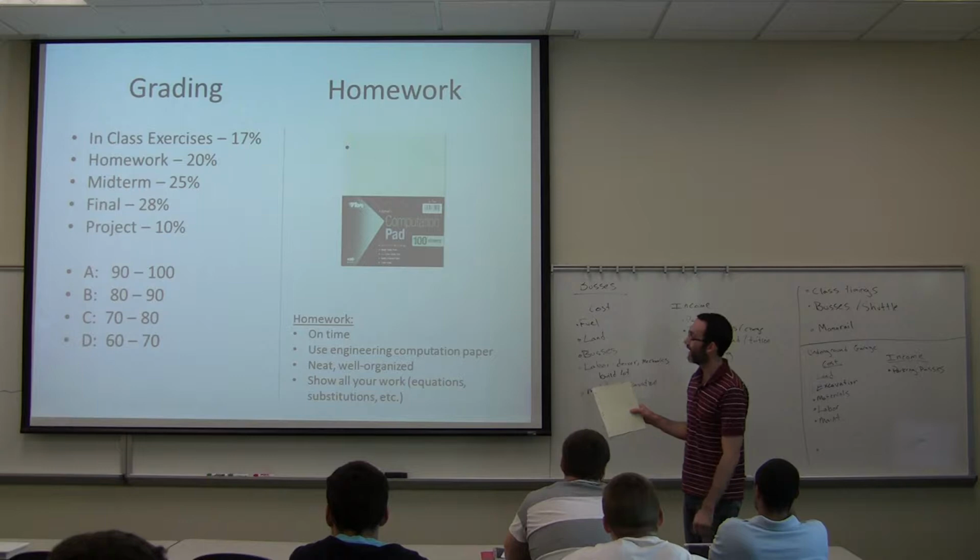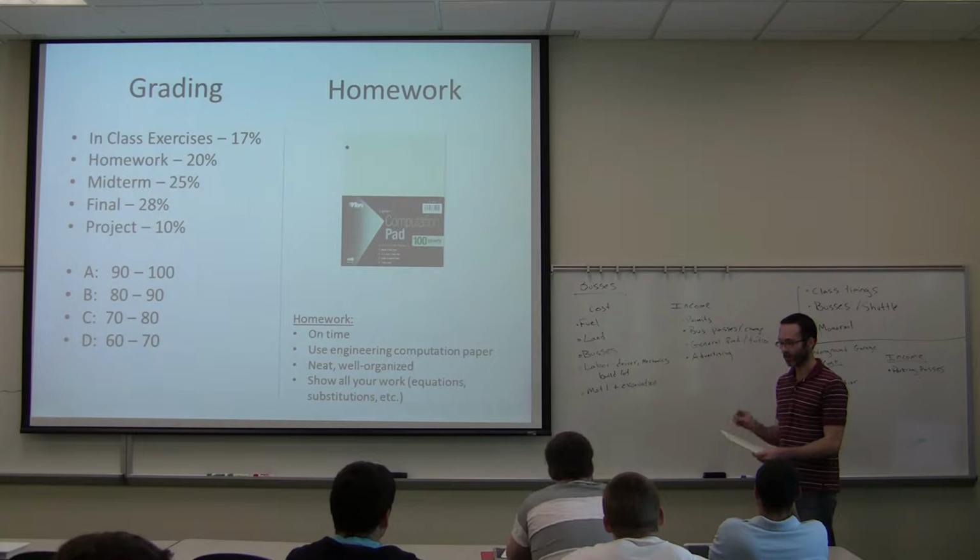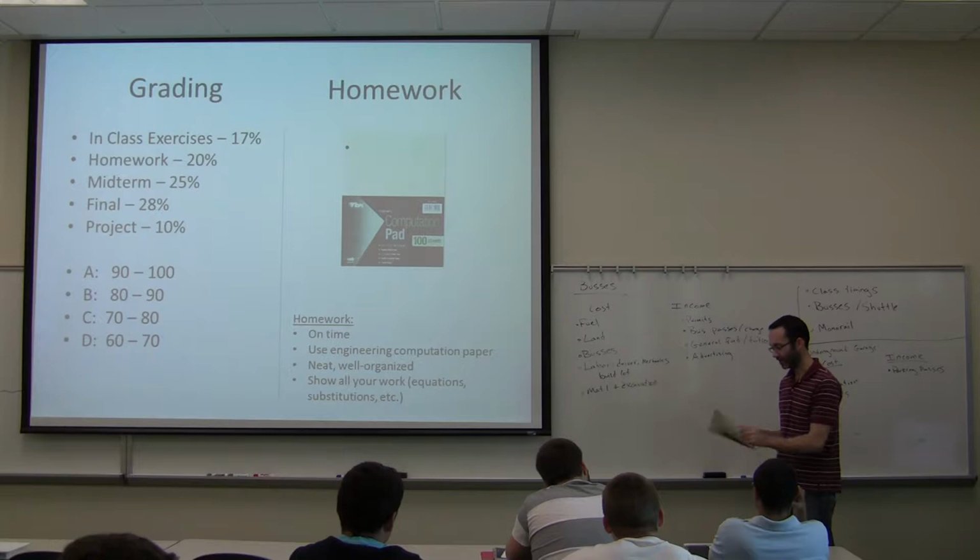And the reason why is that about halfway through the class when we start doing the time value of money, you're going to have to do little diagrams called cash flow diagrams. And it's really a lot easier to do them if you've got this special engineering computation paper. It's got lines on one side, but it's blank on the other. You write on the side that's blank, and you can see the lines just faintly enough that it makes it easy to write neatly, and you can do scaled sketches on this special paper.